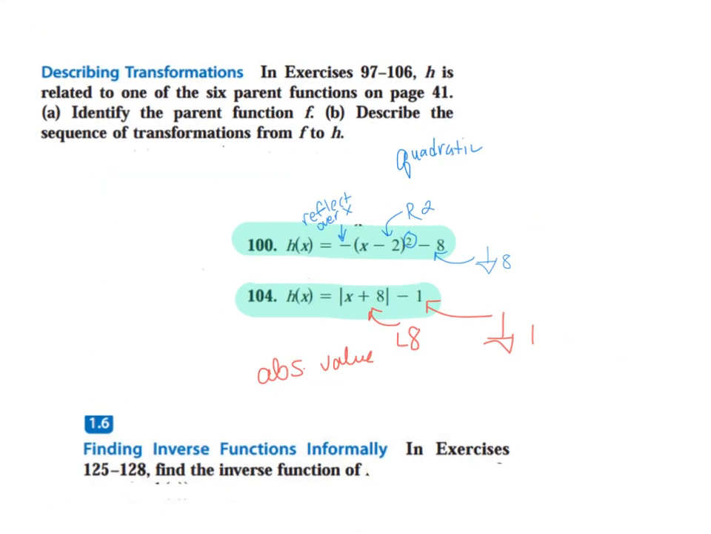Third power is cubic. If it's like 1 over x, that's our rational. If it's in a square root, what do we call that one? Square root, good. If it's just, pretend it's a 3x plus 1, what's that? It makes a what? A line. A line, so it's linear, okay?